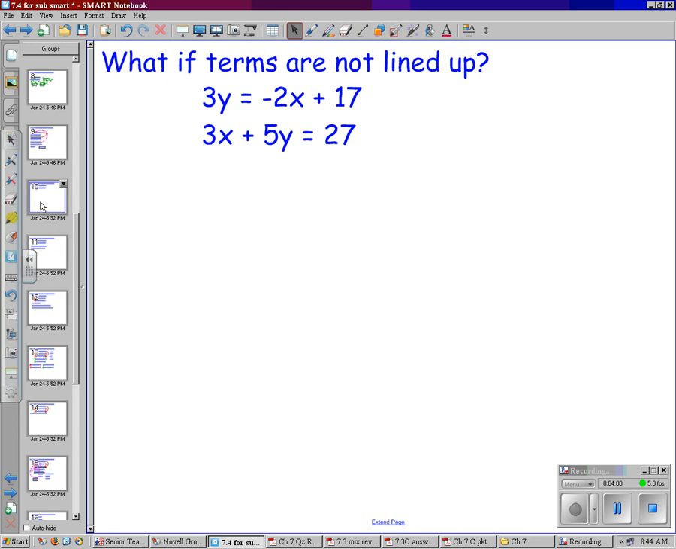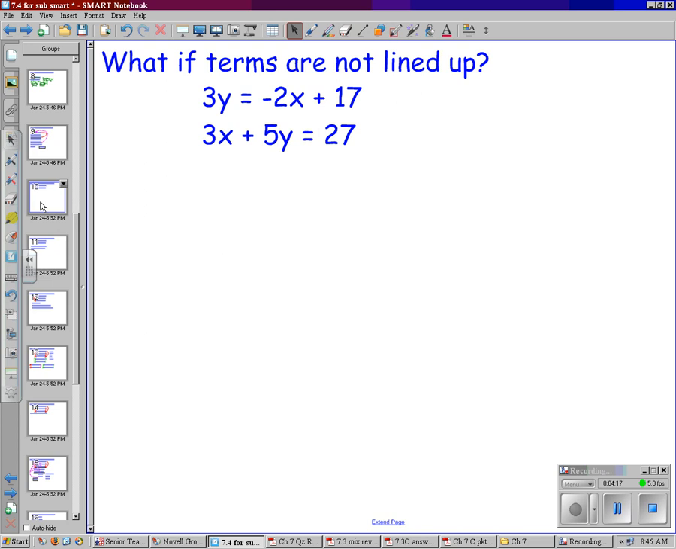What if the terms are not lined up? What do you have to do? Catherine? Move the equation around so that they are lined up. What should we do to these two equations? Should we do anything to the top one, or should we do something to the bottom one?